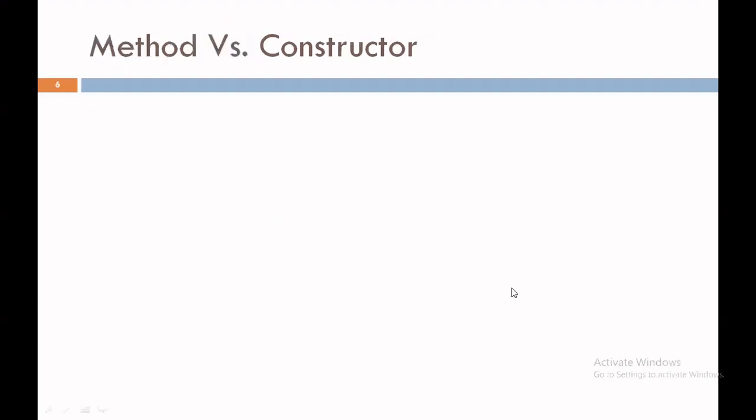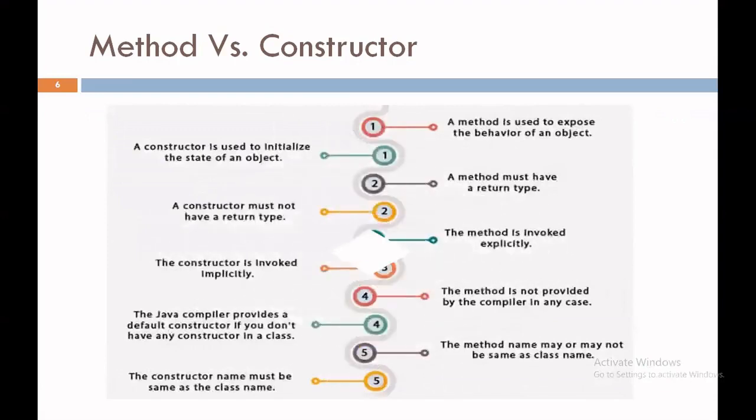Now, we discuss what are the differences between a method and a constructor. That means what are the differences in a Java method and in a constructor. Let's see. There are points which differentiate a Java method and a constructor. The first point is that a constructor is used to initialize the state of an object. That means a constructor is used to initialize the value of an object, while a method is used to expose the behavior of an object. That means the task of the object.